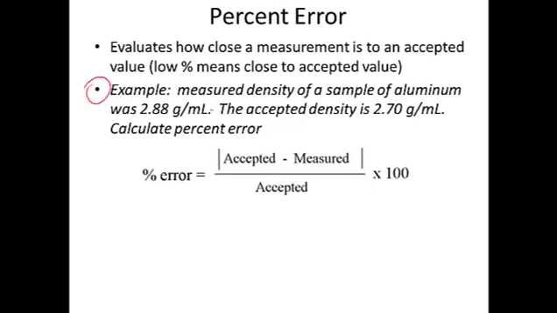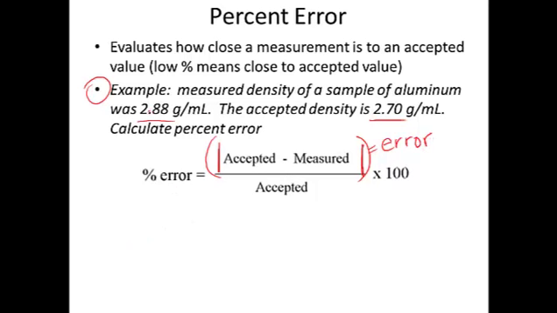Here's an example that we're going to look at. The measured density of a sample of aluminum was 2.8 grams per milliliter, and if you were to look up the density of aluminum in a textbook or a reference manual, you would see that the accepted density is 2.7 grams per milliliter. We're going to find out what the percent error is. Now, the percent error is the accepted value minus the measured value, and you'll notice here we have these marks that indicate the absolute value, just how far apart the numbers are. This part up here is what we refer to as our amount of error. It's how far apart our two values are.